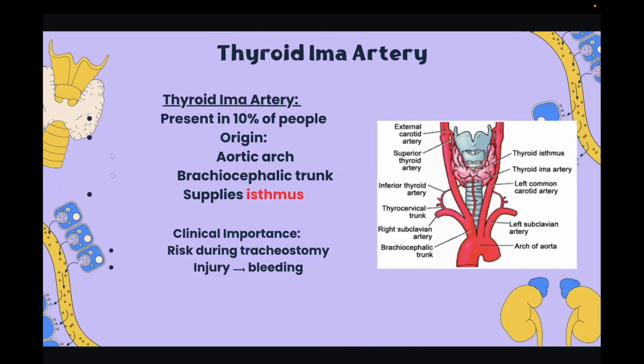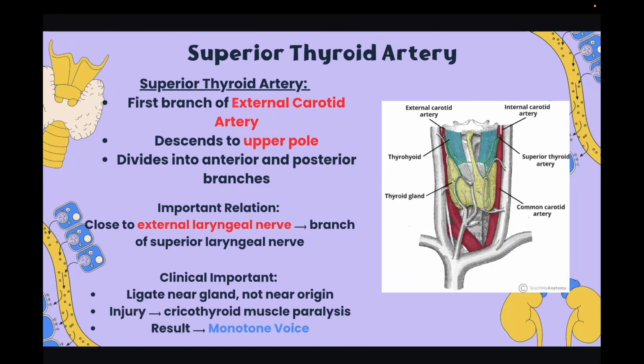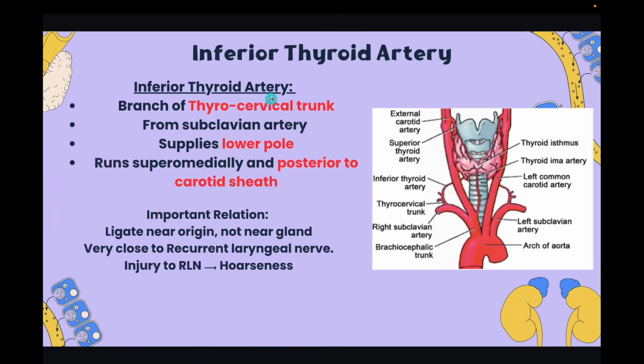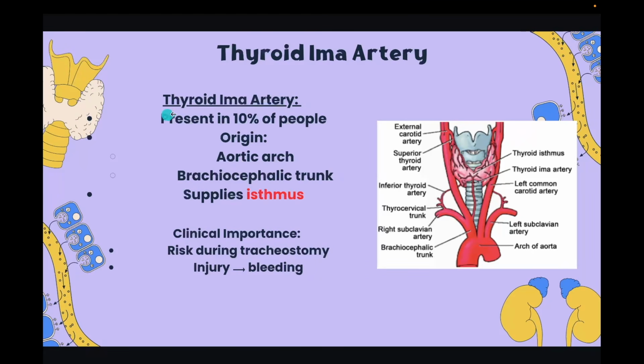Okay, now we have the thyroid IMA artery. It's not always there. It's only present in 10% of people, and its origin could be either from the aortic arch or the brachiocephalic trunk. The main thing that you need to know about the thyroid IMA is that it supplies the isthmus. So we talked about three supplies. One supply is for the upper pole from the superior thyroid artery. For the lower pole, you have the inferior thyroid artery. And for the isthmus, you'll have the thyroid IMA, which is present in 10% of people.